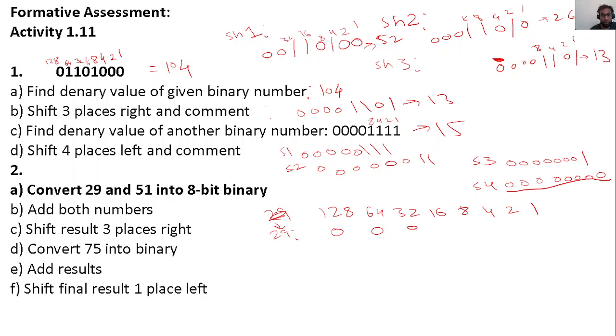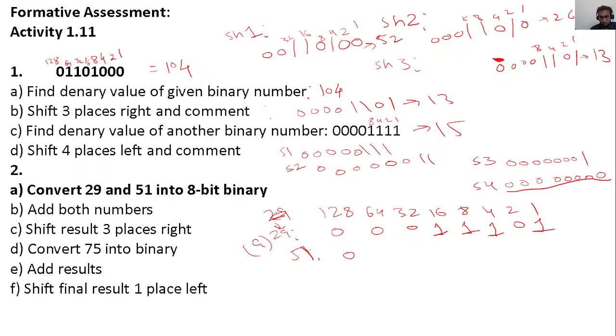16 is smaller than it, so we will put 1. Now 16 plus 8 gives 24, which is smaller than 29, so we will add it. Now 24 plus 4 is 28, so we again put 1. So it is 0 0 0 1 1 1 0 1, which gives us the number 29. The next number is 51. We are solving part A. Okay, for 51 we will again use these numbers.